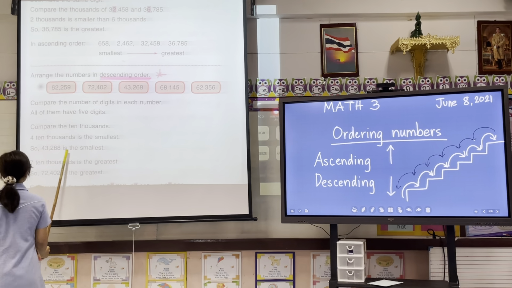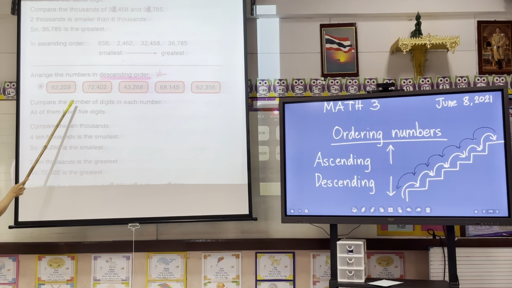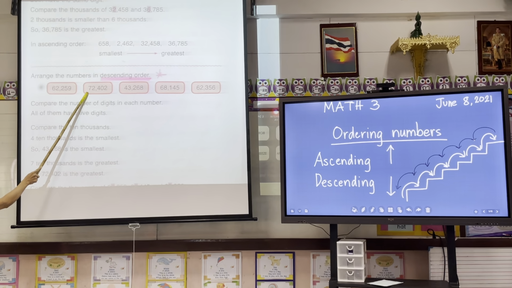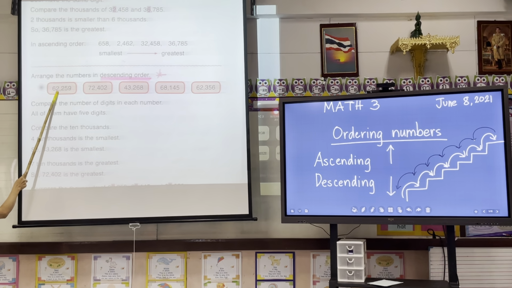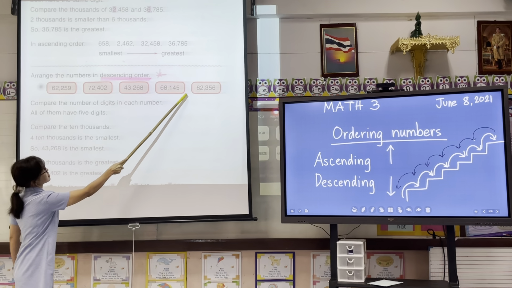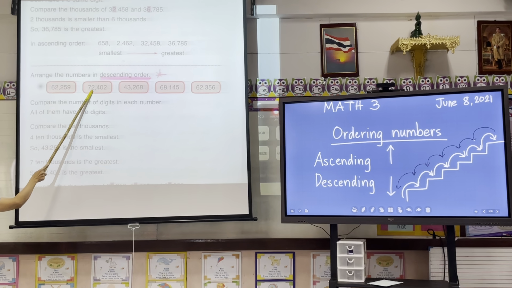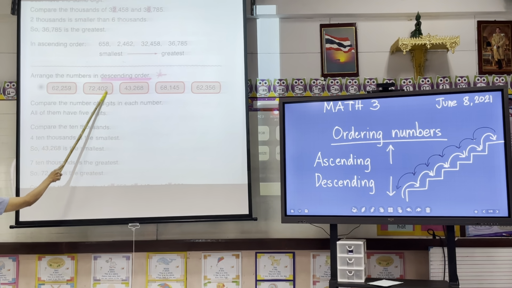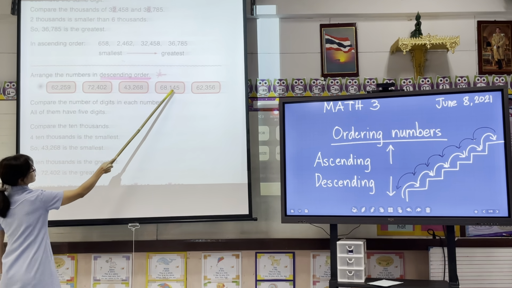Now, compare 7 10,000s here. 7 10,000s so far is the greatest. You see, 6, that is 6, and that is 6. 7 is the greatest. So that means 72,402 is the greatest. Alright? So these two are out. These two, they're out. Now compare the 3 numbers.